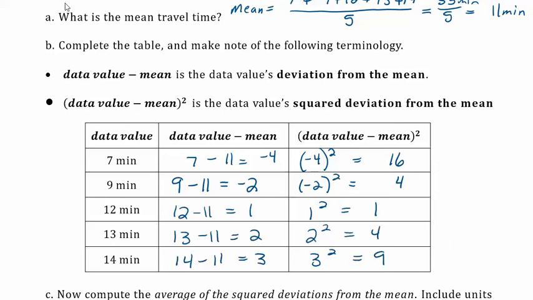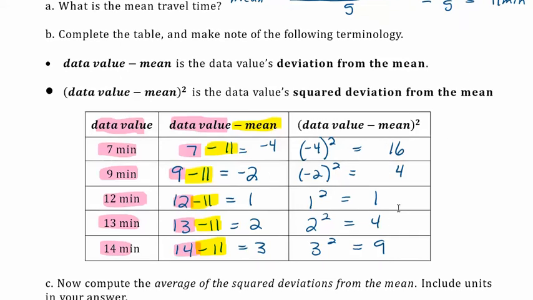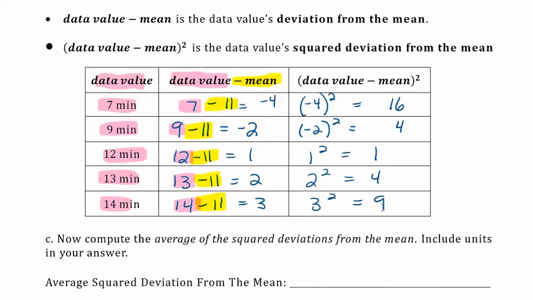All right, how does this look? Keep in mind, you're always subtracting the mean. We're subtracting 11 from each of these values. This is consistent for each one. And then we're taking our data values over here, and we're subtracting the mean from those data values. Then we're squaring these numbers to get this last column of our table.